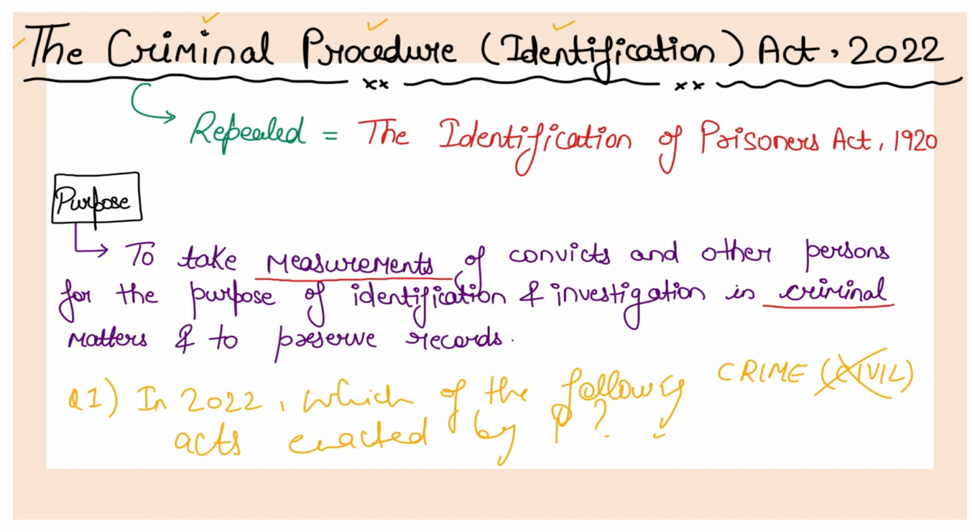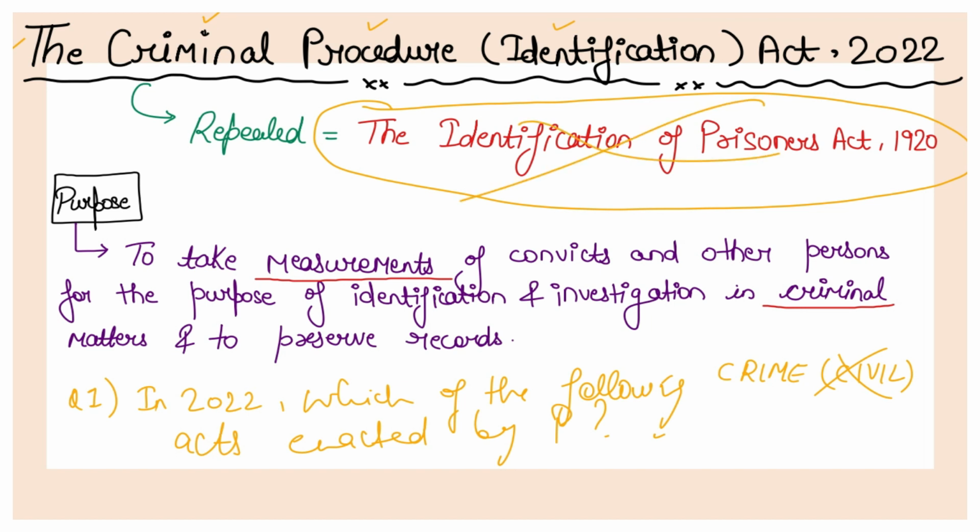Now coming to another probable question: before this act, how was the entire procedure being done, or in other words, this new act repealed which act? So the Identification of Prisoners Act of 1922 is repealed by the Criminal Procedure Identification Act. With the coming of the new act, the other act is just dead, game over. All right, that is not in use now.